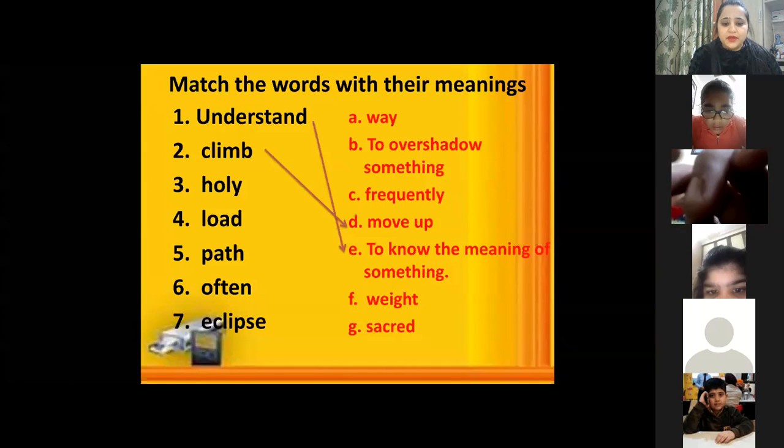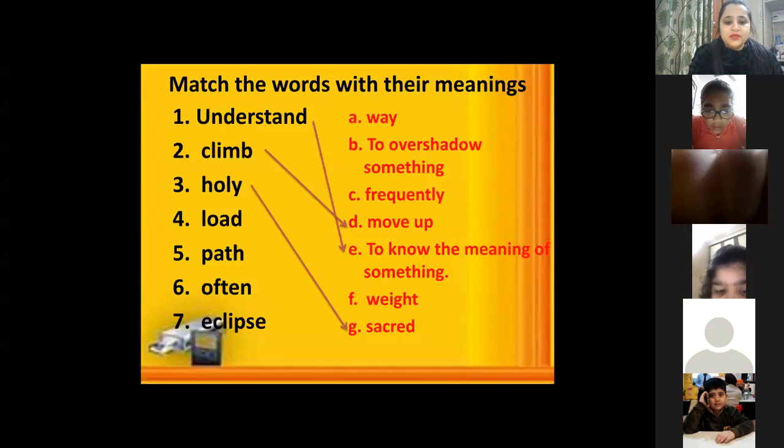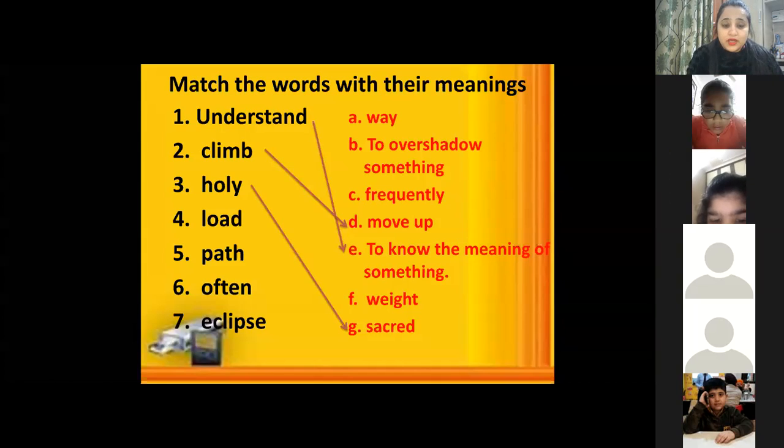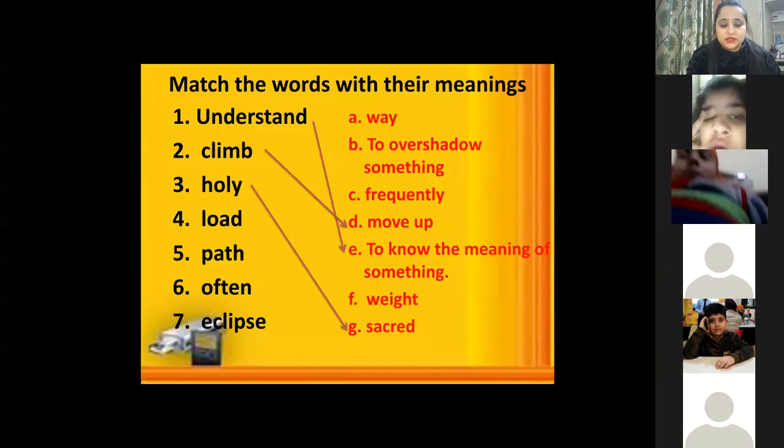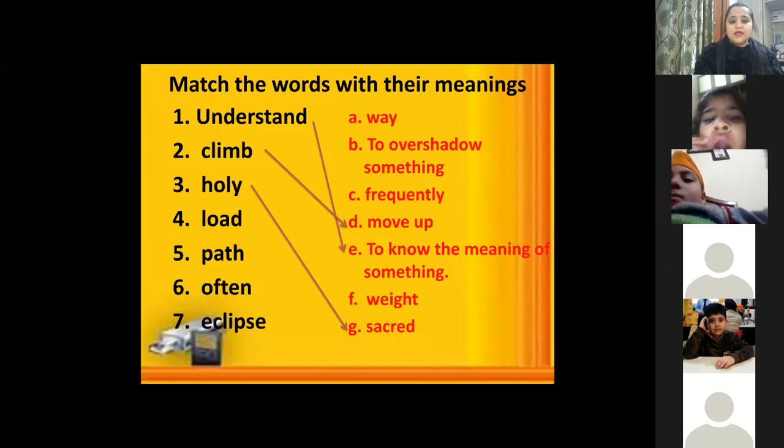Perfect answer by you all. Holy means sacred. Holy means something which is very pure, जो कि हमारा religion, हमारे भगवान उनके साथ जुड़ा होता है, right? तो sacred का भी same meaning है. Sacred means holy, related to God, related to religion. That is holy. Next is load.